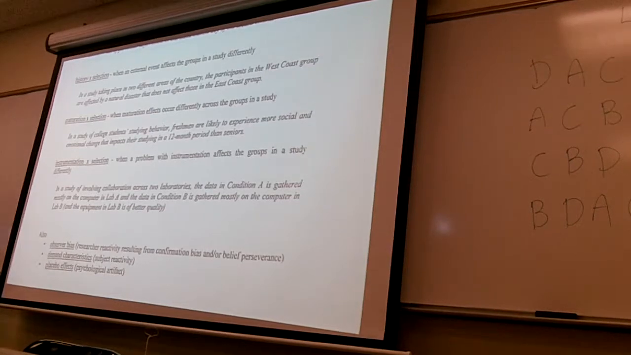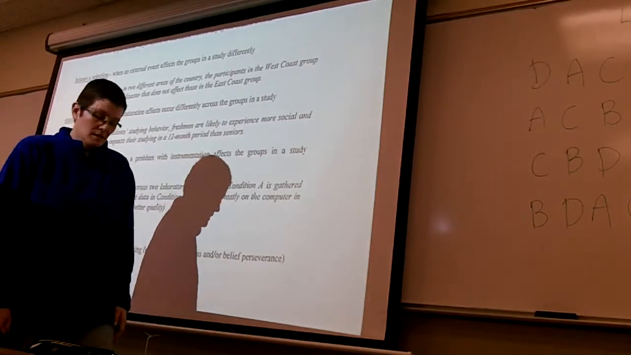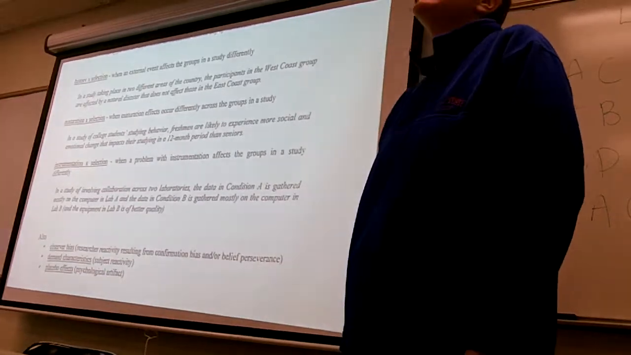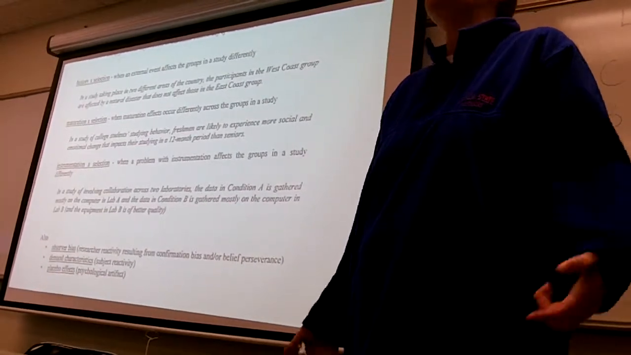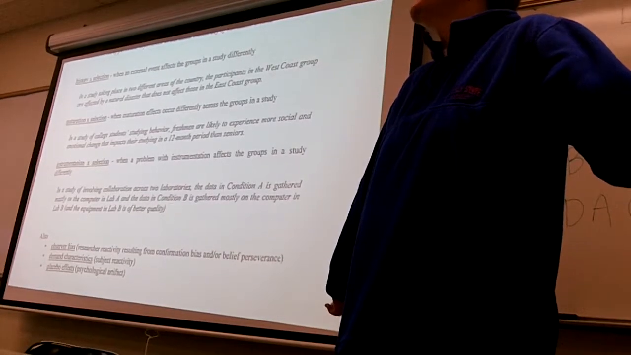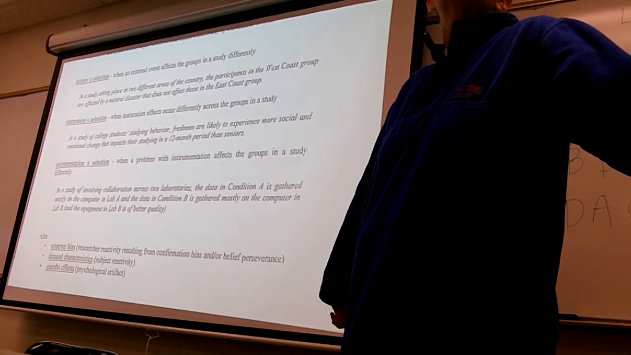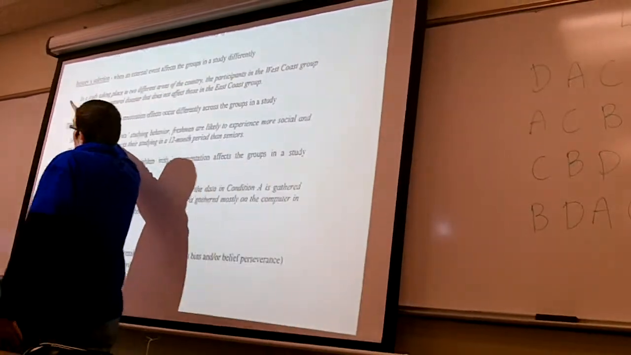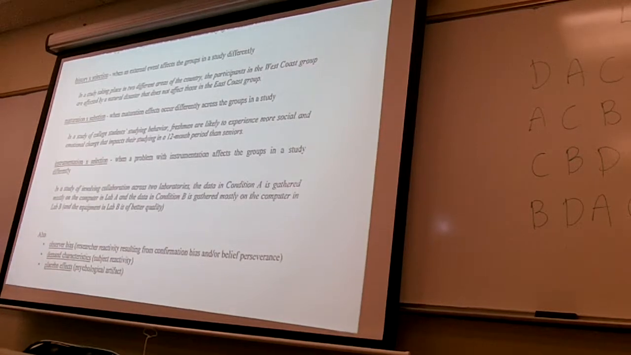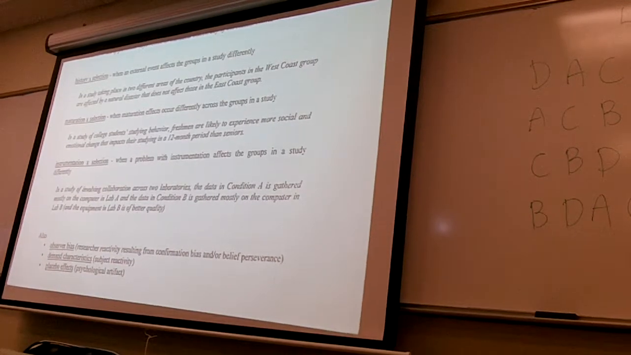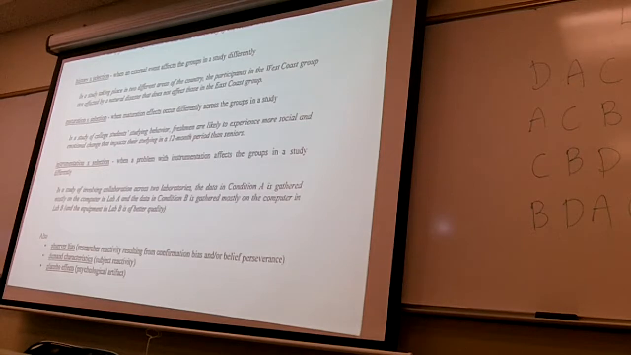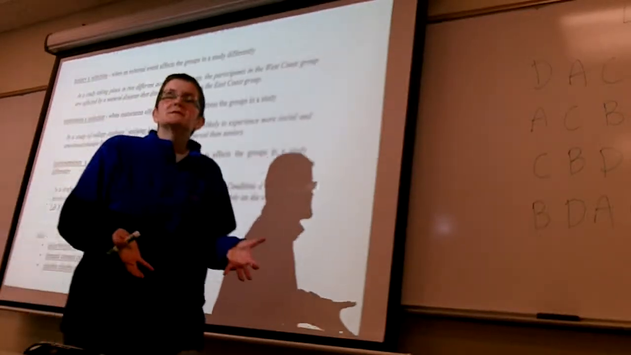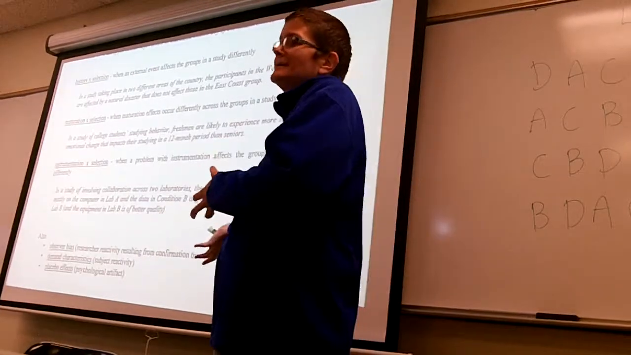So for example, you can get a selection effect. A selection effect is one that affects one of your groups differently than the others. So one of your groups has some different experience than the other groups, and that can cause a problem. And selection effects can interact with other kinds of threats to internal validity. So you can get a history by selection effect, which means that one of your groups, say you're comparing 2 groups, experiences a historical event and the other one doesn't.